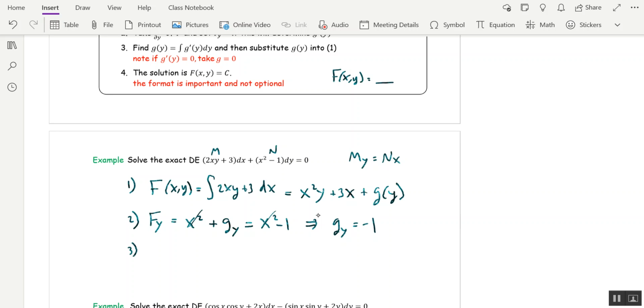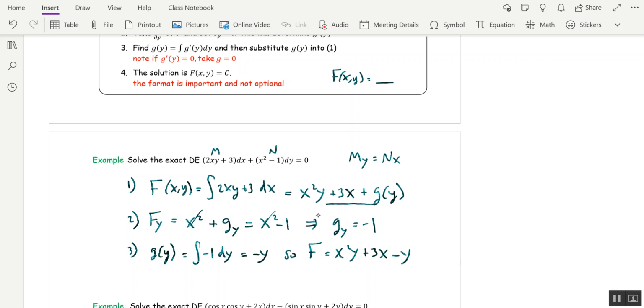So step 3, you can recover g by integrating with respect to y. G of y is the integral of negative 1 dy, which is negative y. Okay, now put that into this guy. So big F is equal to x squared y plus 3x minus y.